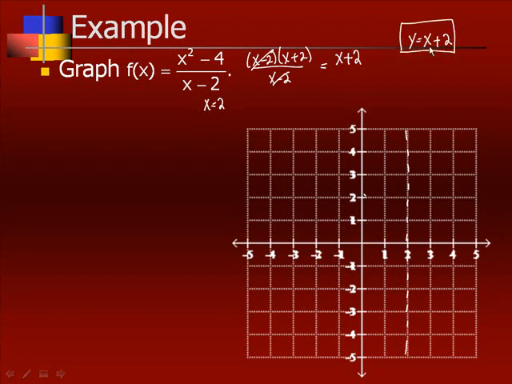This is linear. Okay, y-intercept is 2, so that's this point right here. Slope is 1, which means up 1, over 1, up 1. Well, it can't be on this line, so we're going to do an open circle. So what we've got is a line that just has a gap at 2.